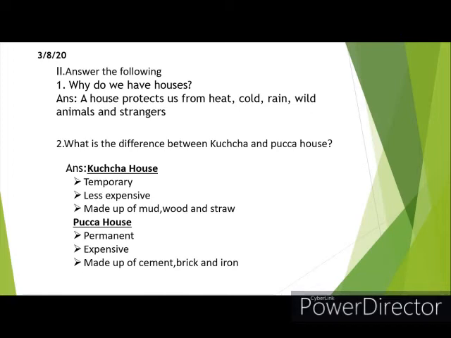Next is question answers. Why do we have houses? A house protects us from heat, cold, rain, wild animals and strangers. You also repeat with me, okay? A house protects us from heat, cold, rain, wild animals and strangers.